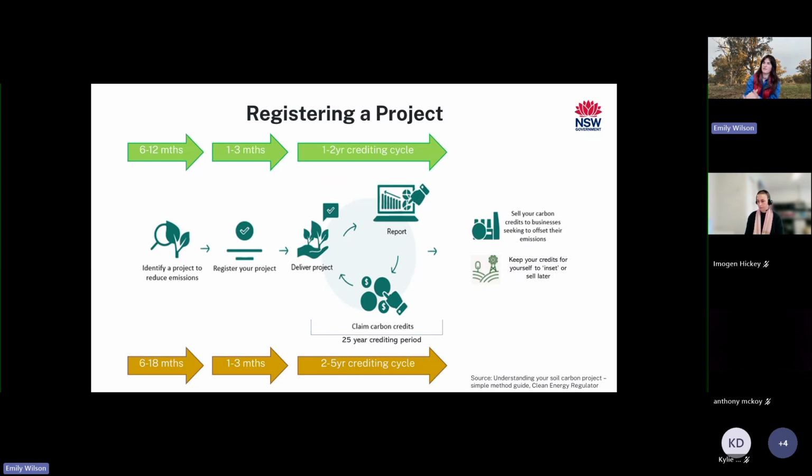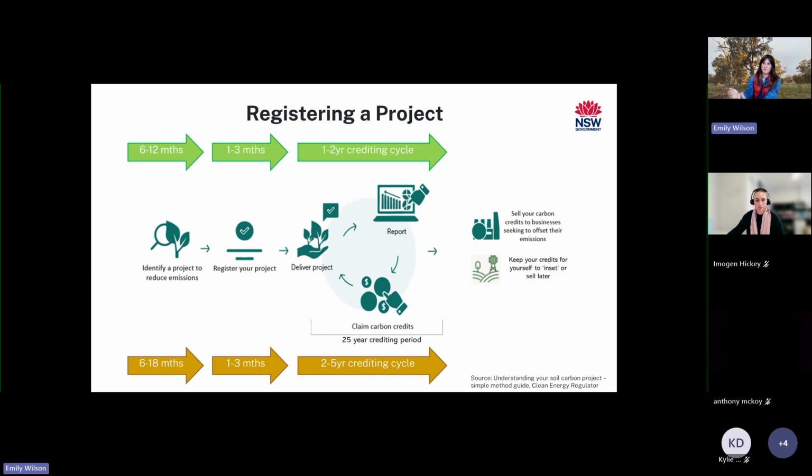You have a few months for the CR to approve the registration. And then you sort of begin that crediting period or that crediting cycle. So for planting projects, that can be a 1-year cycle. Once the trees sort of start growing, you can get credits every year because it's a modelled approach. So it's quite simple to work out the amount of carbon you have.